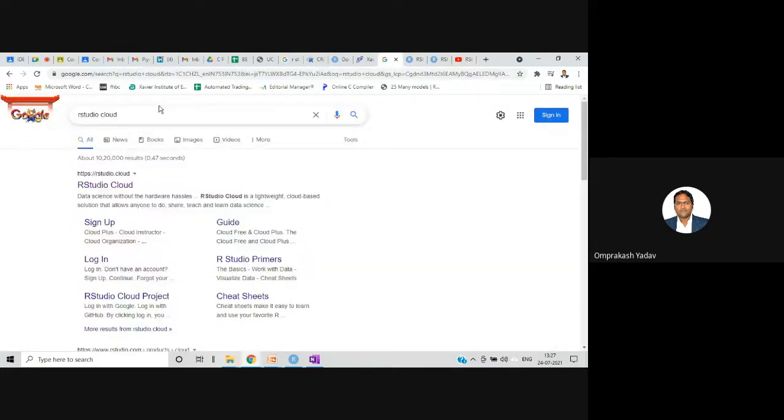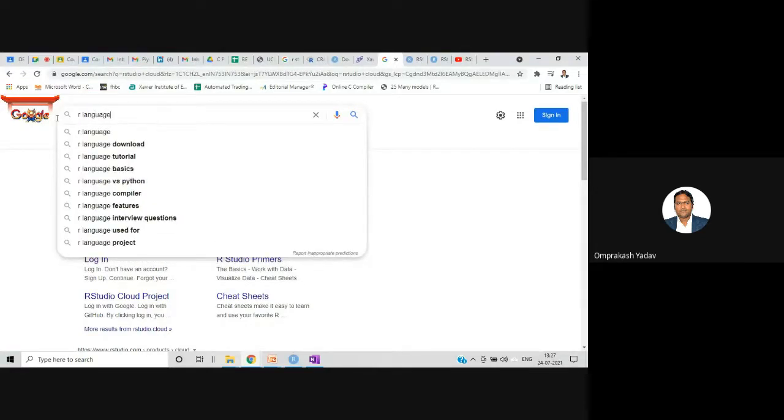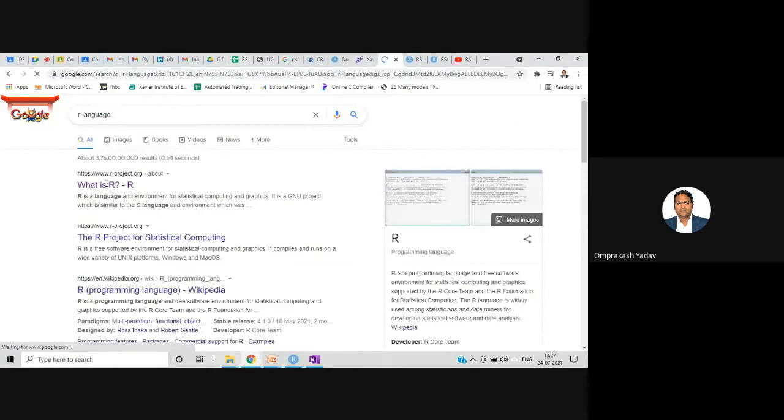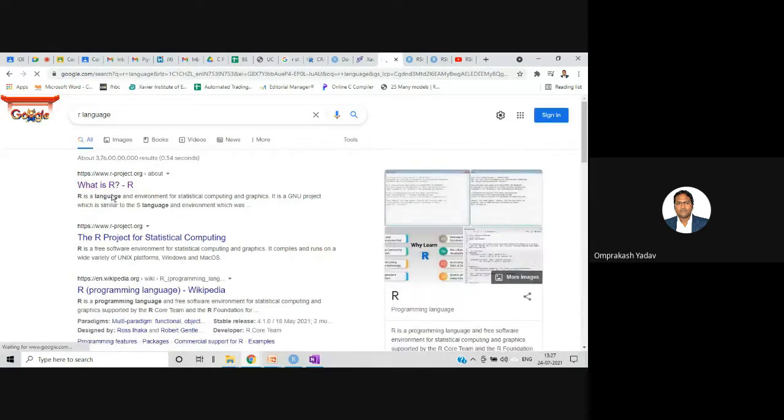It's very easy. You can simply search for R language, and you can go to this particular R project. From there, you will have to download and install it. The description is given over there. You just need to download the software and install it. One thing you need to see is your operating system, whether it's 64-bit or 32-bit. Please notice that, and according to that you can download the particular software.